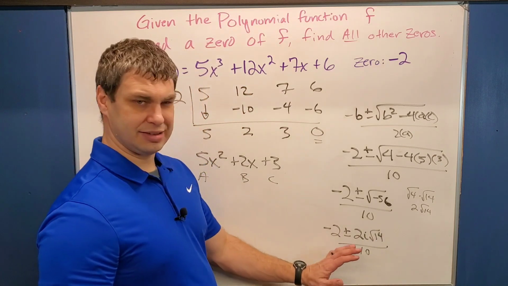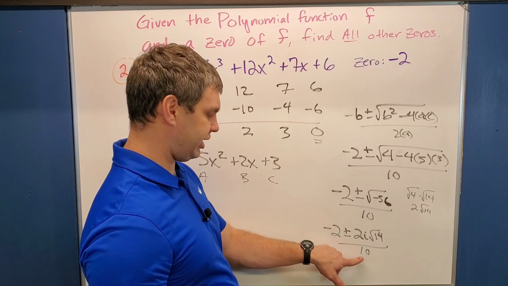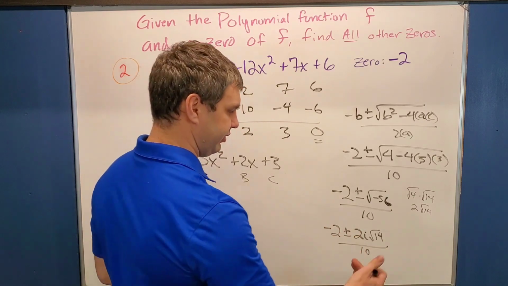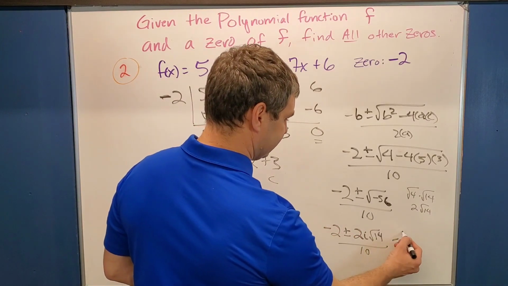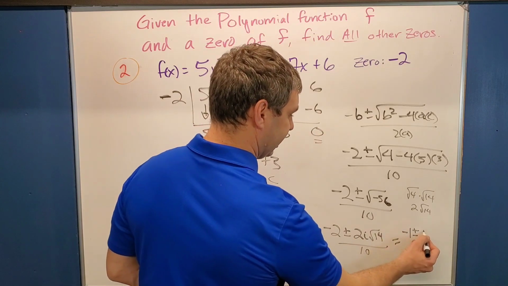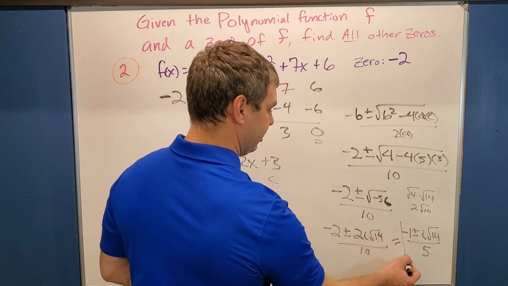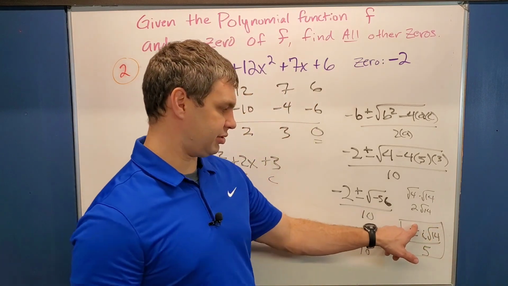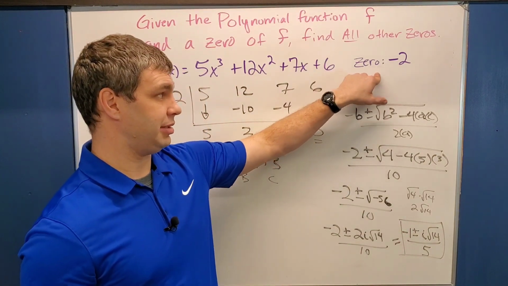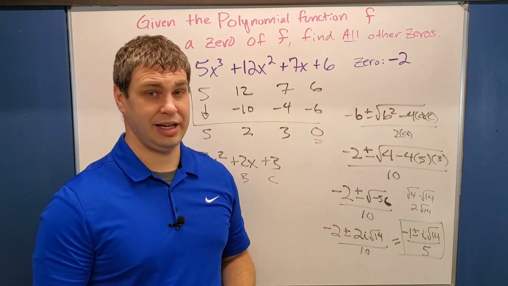Some of your teachers like you to leave it like this. I like to simplify a little bit further. The -2 divided by 10 can be a -1/5. And over here, 2 divided by 10 is just a positive 1/5. So I would probably write this answer as -1 plus or minus 1i, or just i, root 14, over 5. Again, that's 2 of my answers, because one's plus and one's minus. Remember, the other zero was already given to us up here. So x doesn't equal just these two, but x also equals -2.